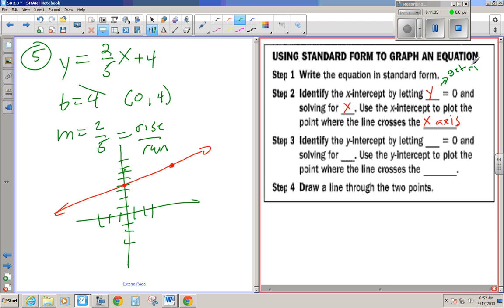get rid of the y term. Just cover it up, get rid of it. Then identify the y-intercept by letting x equal 0 and solving for y. The y-intercept is where it crosses the y-axis. This gives you 2 points, therefore you can draw a line.